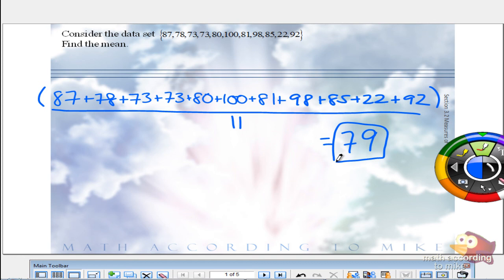So notice we have some high scores in there. We have an 87, a 100, a 98, an 85, a 92. There was a number in there that was a Debbie Downer. Which number? 22. When you have a value that does not fit the norm, so to speak, and this is a layman's definition, we call that value an outlier. So that 22 is an outlier.